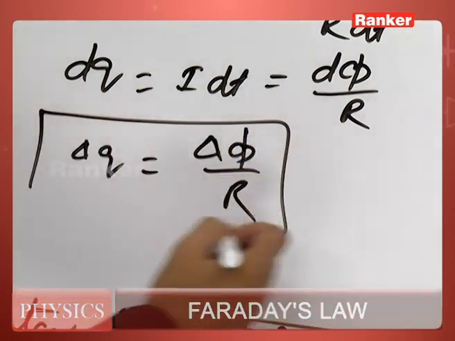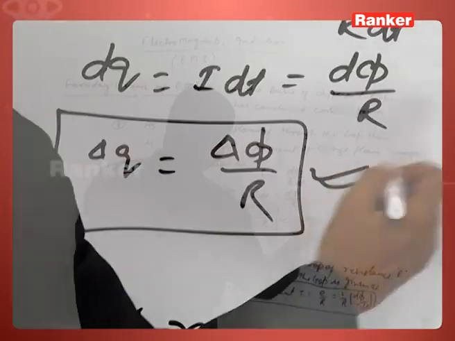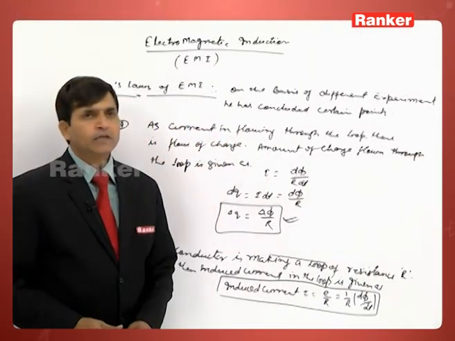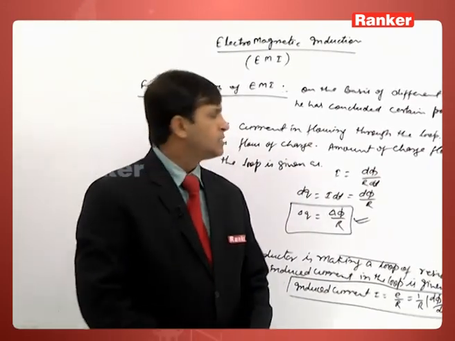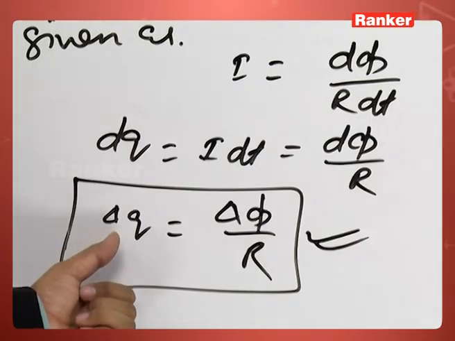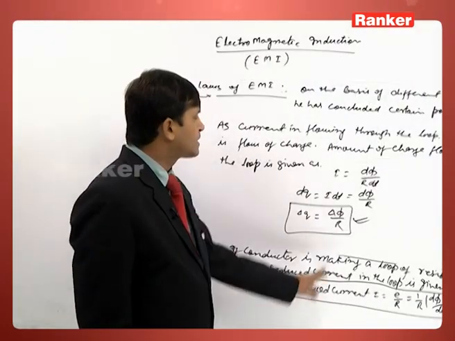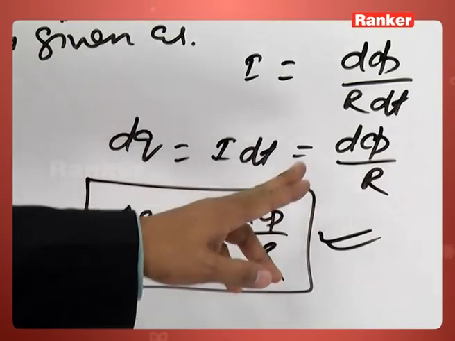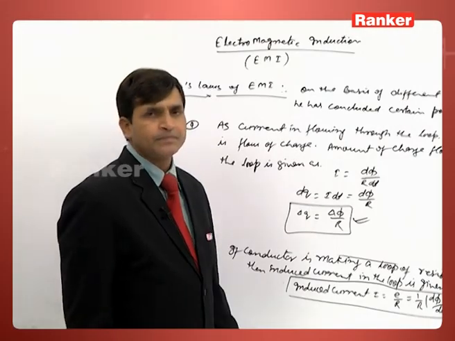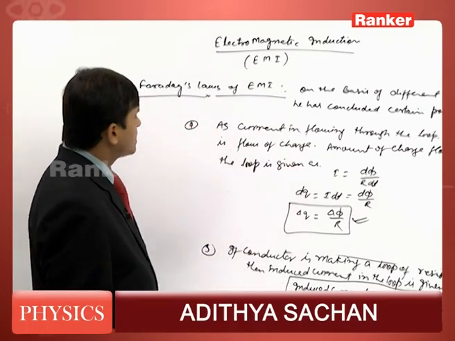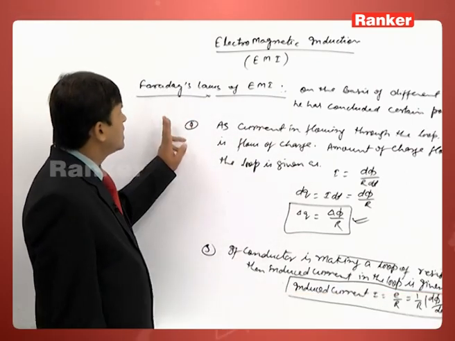By this we can determine the amount of charge flown through the loop. Delta q is equal to delta phi, delta phi is nothing but the change in flux, by resistance R. Now come to the next law, that is called Lenz's law.